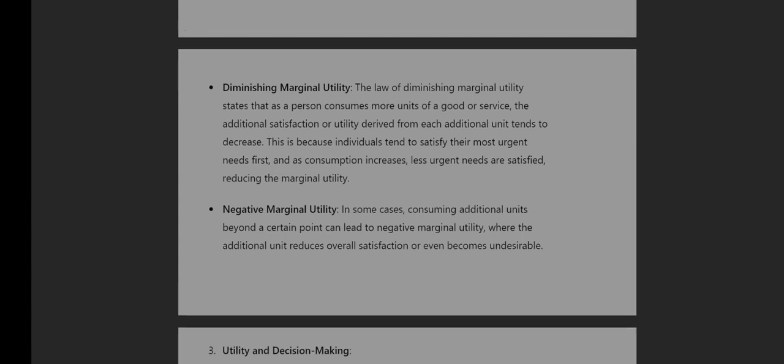Diminishing marginal utility. The law of diminishing marginal utility states that as a person consumes more units of goods or services, the additional satisfaction or utility derived from each additional unit tends to decrease. This is because individuals tend to satisfy their most urgent needs first, and as consumption increases, less urgent needs are satisfied, reducing the marginal utility. Negative marginal utility. In some cases, consuming additional units beyond a certain point can lead to a negative marginal utility, where the additional unit reduces overall satisfaction or even becomes undesirable.